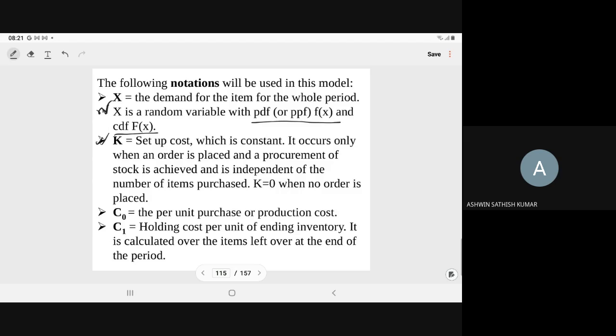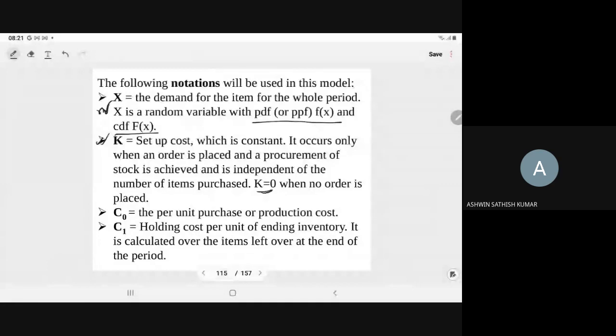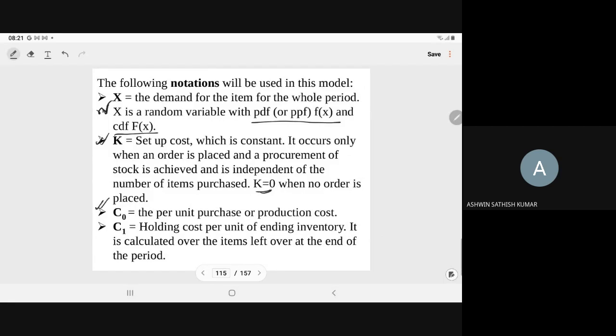If we are not ordering, then we say k is equal to 0. If we are not placing an order, then we assume that k is equal to 0. Then we know what c naught is. C naught is the unit purchase or production cost. What is c1? C1 is the holding cost.